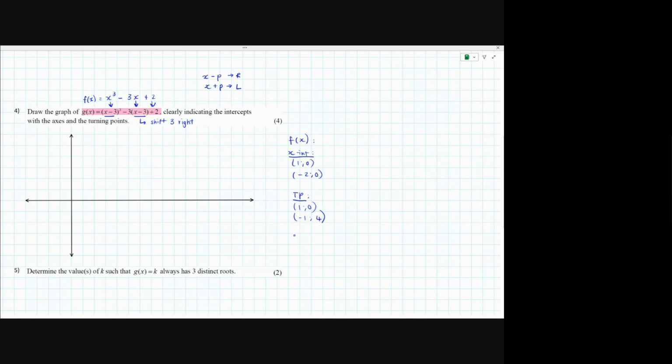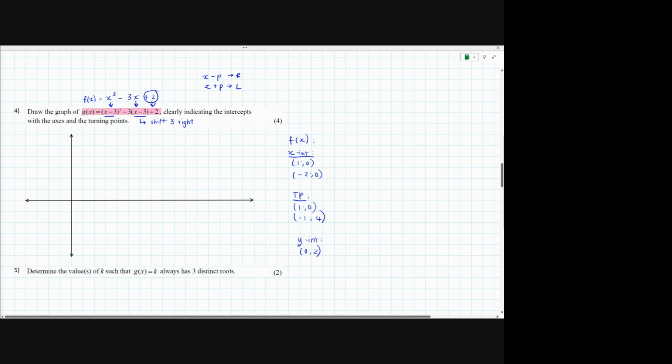And we know for f of x, remember, this constant term over here is your y-intercept, or you substitute in 0 for x and you get your y-intercept. So we know our y-intercept for f of x: 0 cubed is 0, minus 3 times 0 is 0, so it's just at positive 2.